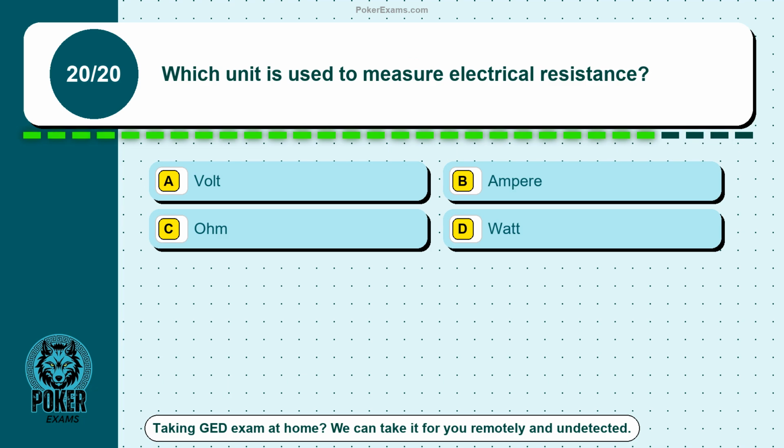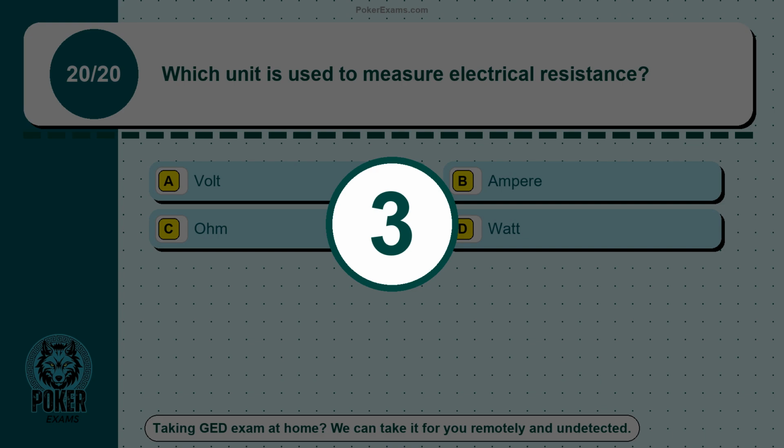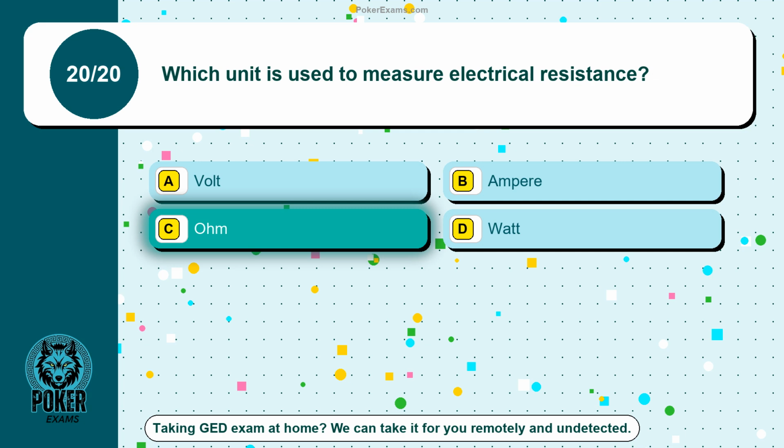Question 20. Which unit is used to measure electrical resistance? Option A, volt. Option B, ampere. Option C, ohm. Option D, watt. The correct answer is option C, ohm.